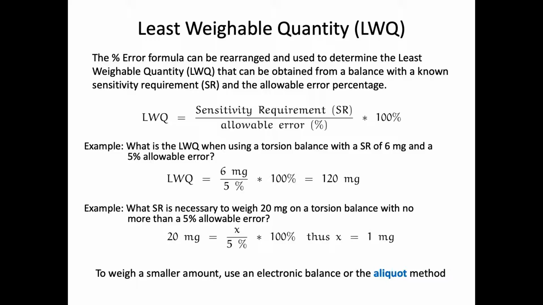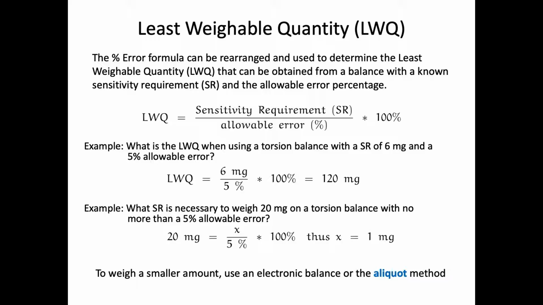So let's use our formula and say that 20 milligrams is equal to X, which is the sensitivity requirement we're solving for, over 5% times 100. Okay, so if you do that math, 20 times 5 divided by 100 means that the sensitivity requirement would have to be 1 milligram. If your balance has a sensitivity requirement of 1 milligram, then you can weigh as low as 20 milligrams and not have more than 5% error.